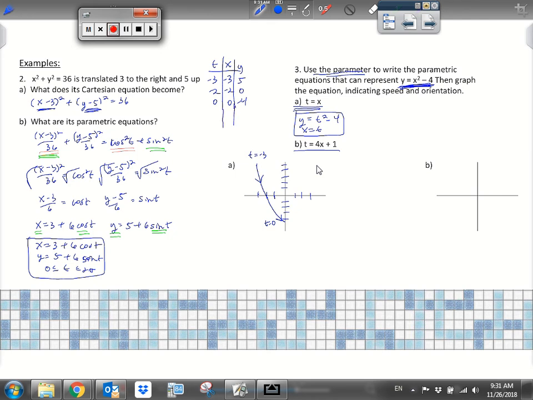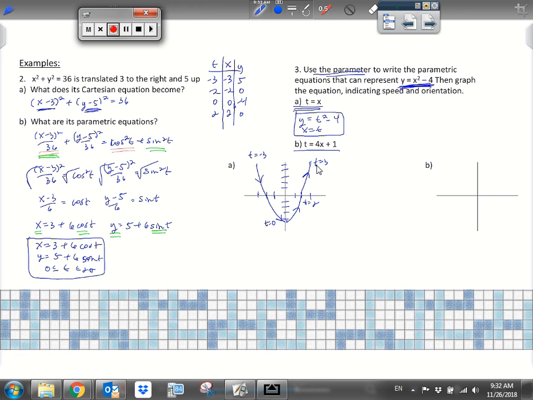Okay, so let's say I want to know what happens when t is a positive 2. That means x is a positive 2 and y is 0. So that puts us up here. That's for t equals 2. And then we would finish out. This would be t equals 3. Okay, is everybody okay with that? So that's the distance that we're going to travel. We're going to travel that exact part of the parabola.